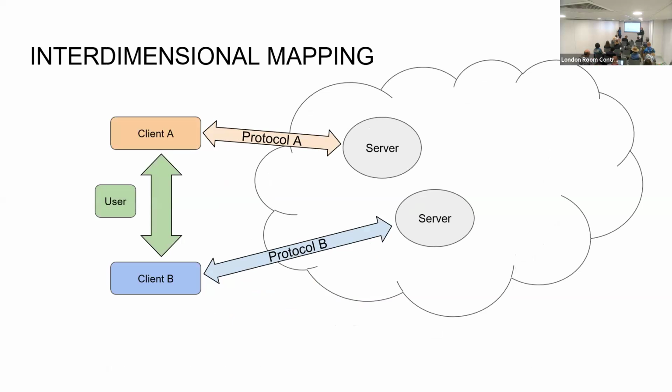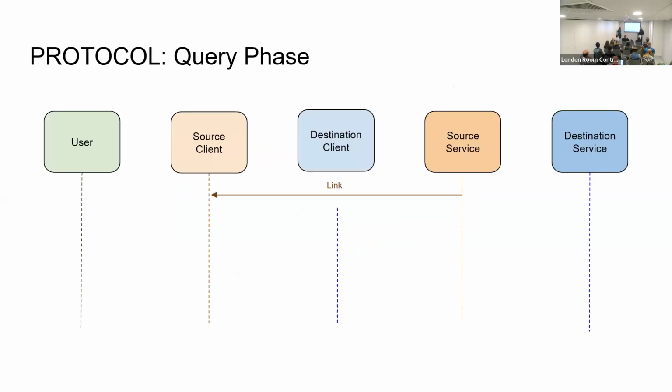So this is the challenge that we've addressed in this paper, which is what we call interdimensional mapping. If you have two clients, client A and client B, and you have a user who wants to move between them, how is that going to happen? How does that work to give us a navigable network where we can move from one to the other easily, seamlessly, to give us that property of the web, which is that it's something that you can just explore? This is what we designed.